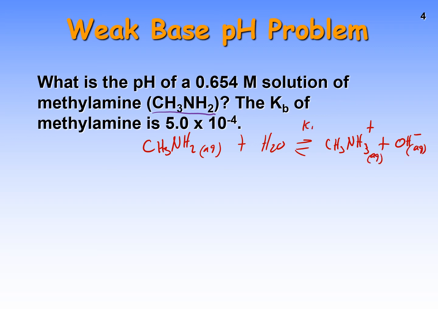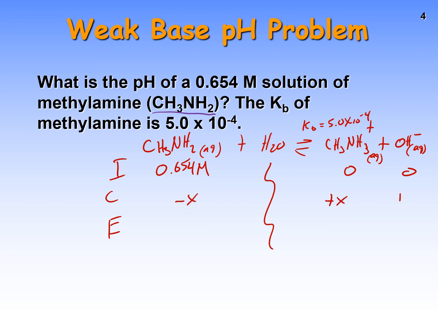We have a Kb here that is 5.0 times 10 to the negative 4. And we can write out a nice table. All right, we have 0.654 molar initially of this guy. Really don't care about water. Our initials for our products is going to be 0. Our change is going to be minus x, x, x, and 0.654 minus x.